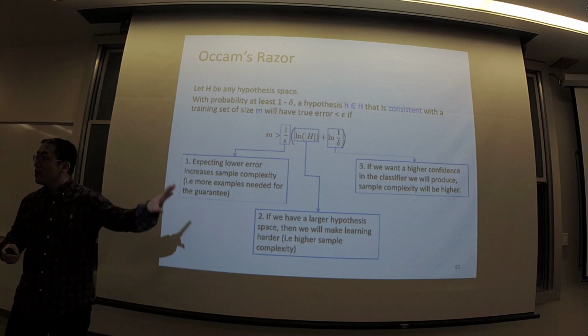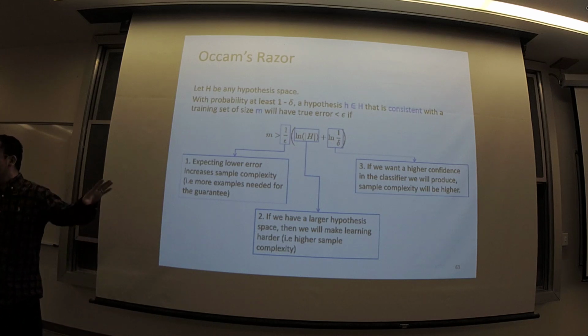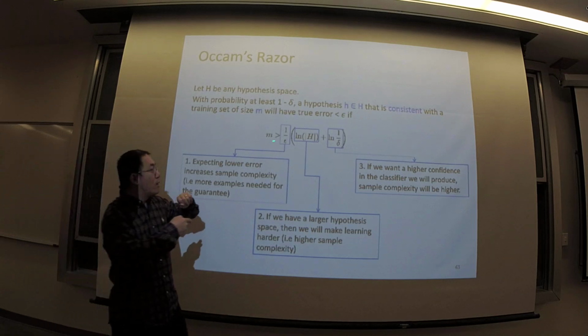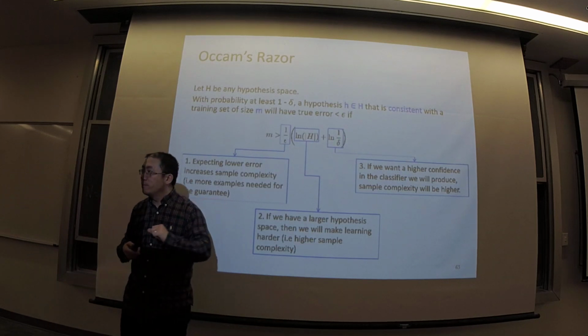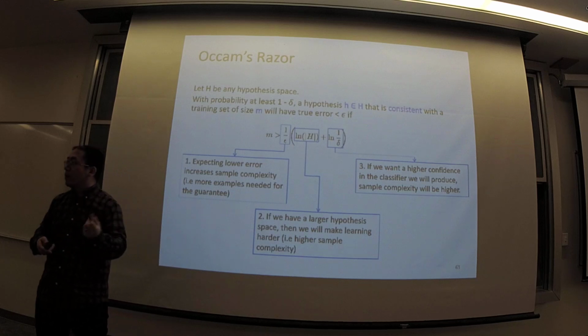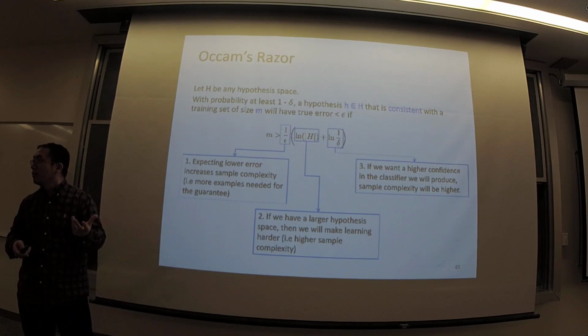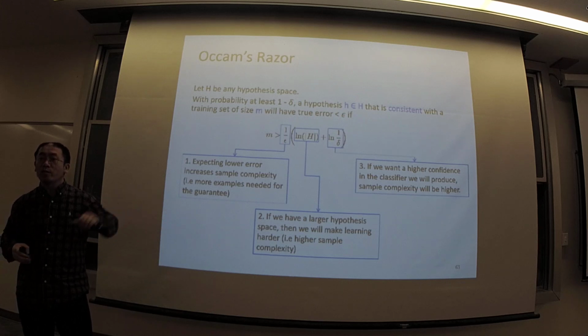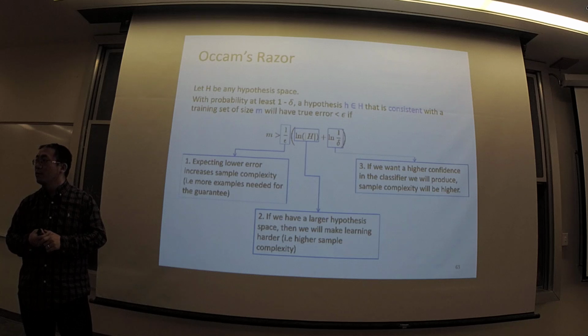As we just mentioned, we will have a bunch of models, and to achieve the same error level and confidence level, the more complex models require more training examples. That means we favor simpler models, right? This is consistent with Occam's razor, which prefers simpler models.